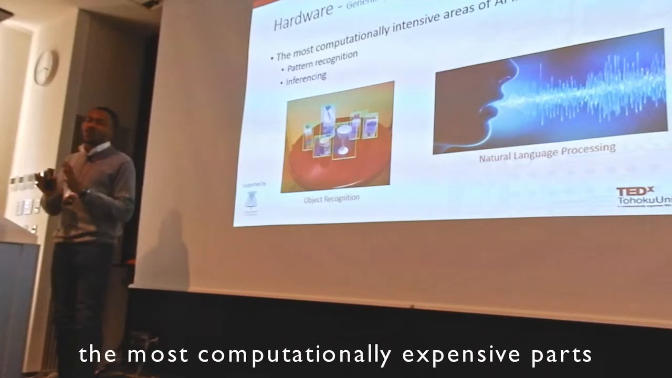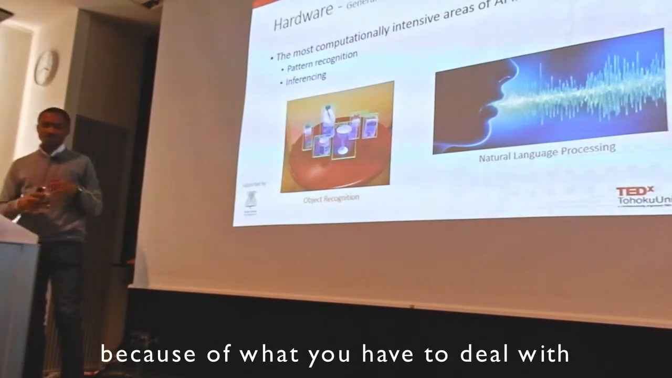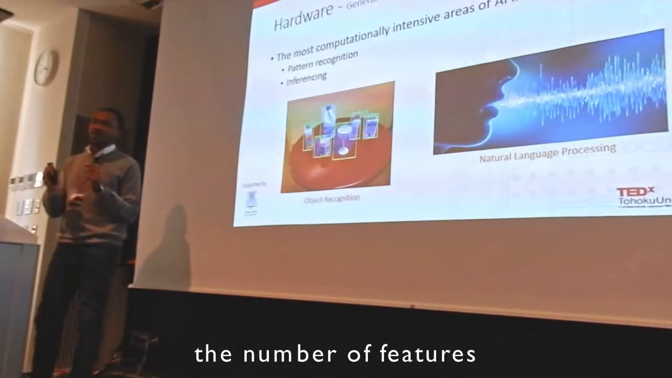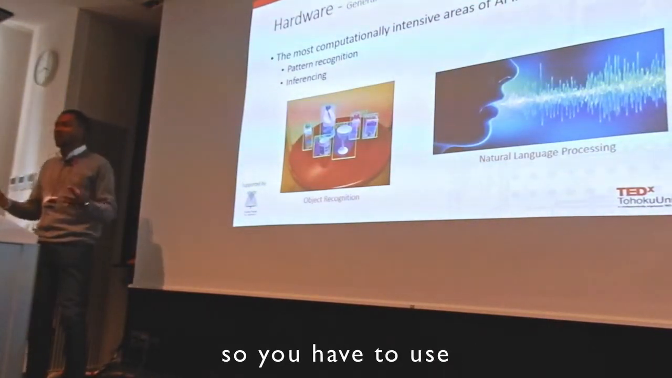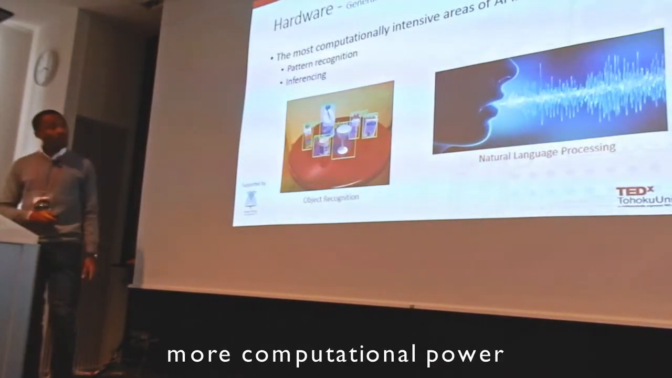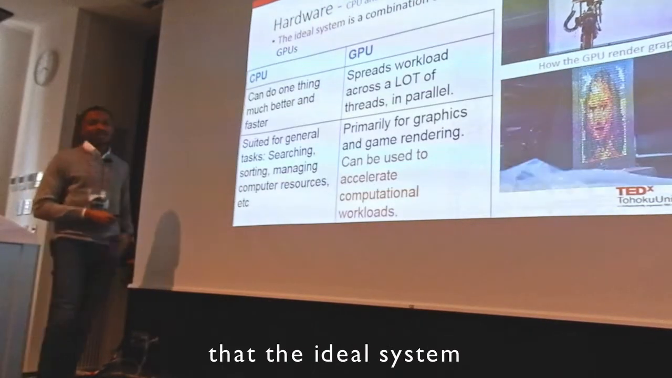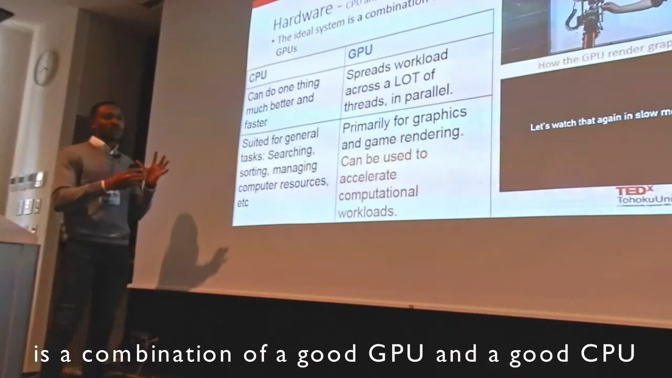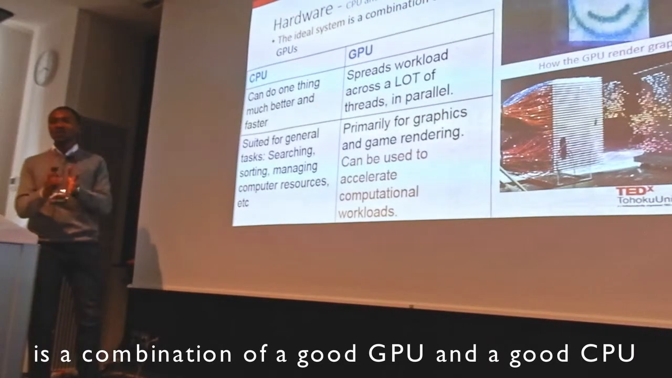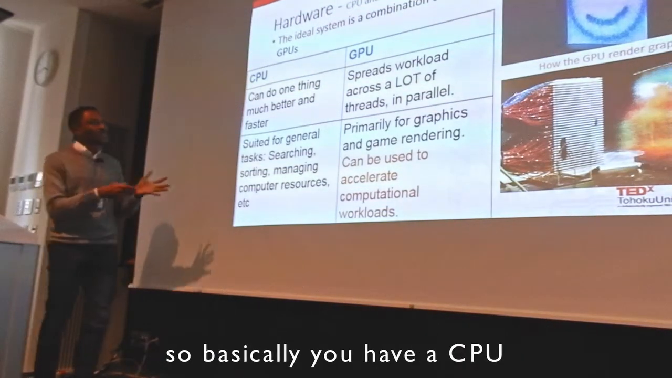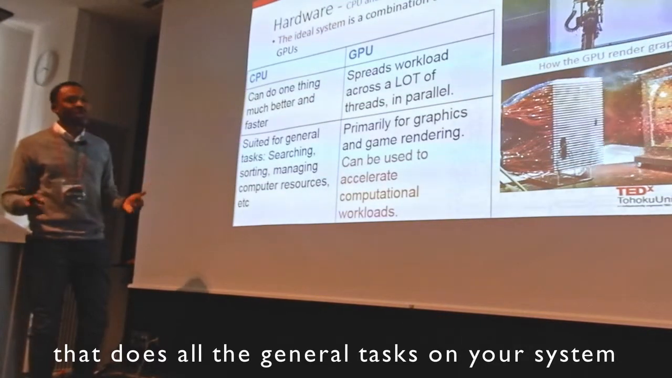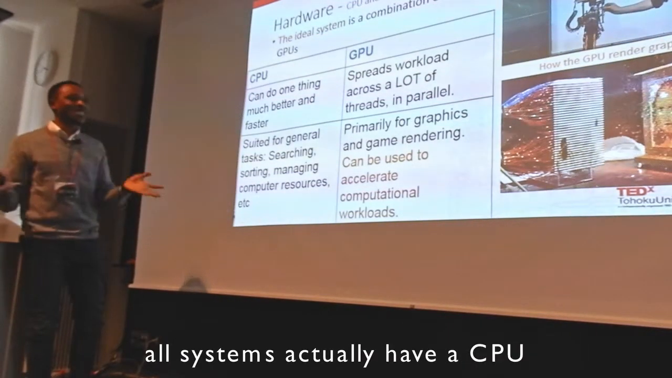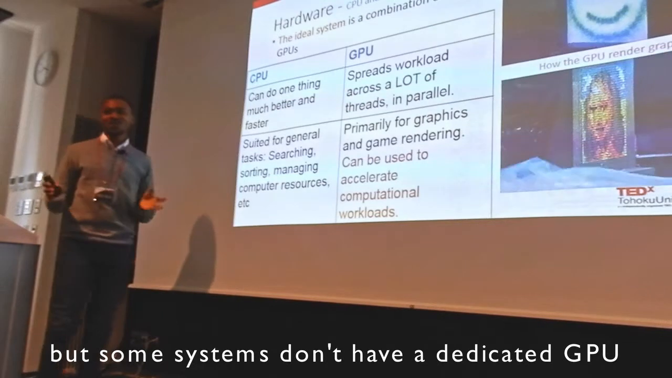These are the most computationally expensive parts, because you have to deal with the density of data, and the number of features that you deal with are very large. So you have to use a lot of computation power. So I would say that the ideal system is a combination of a good GPU and a good CPU. So basically you have a CPU that does all the general things on your laptop, and all the systems actually have a CPU. But some systems don't have a GPU.